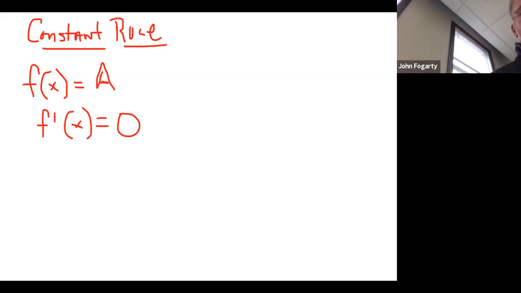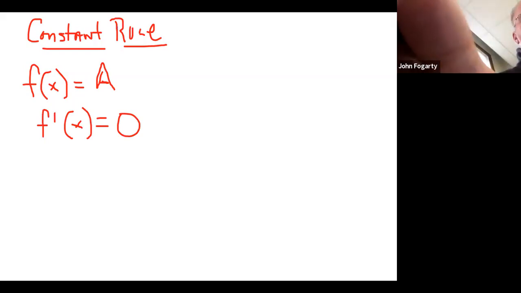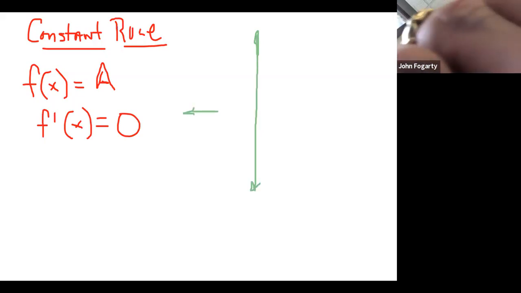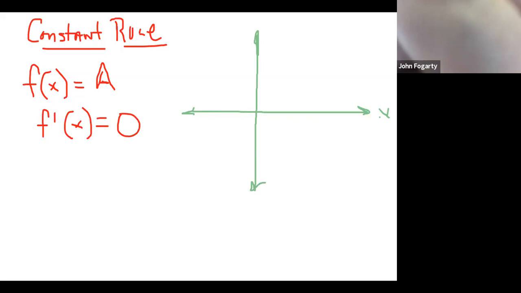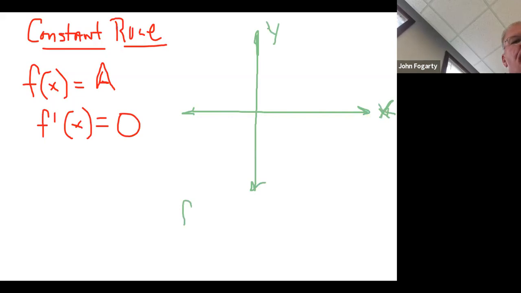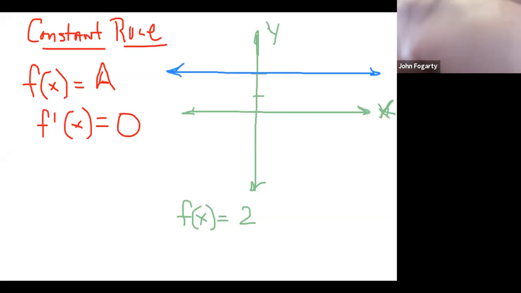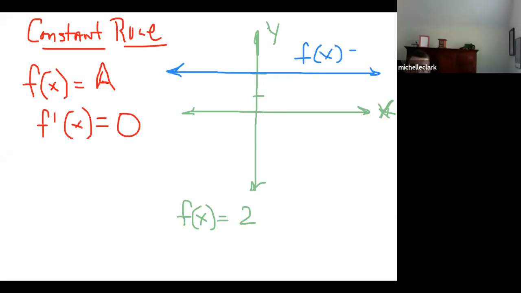Ready? Watch. What it says is if you have a function equal to a constant, the derivative has to be 0, right? So I'm going to draw the graph of f of x equals 2. Fellas, that's f of x equals 2, yes? Good.